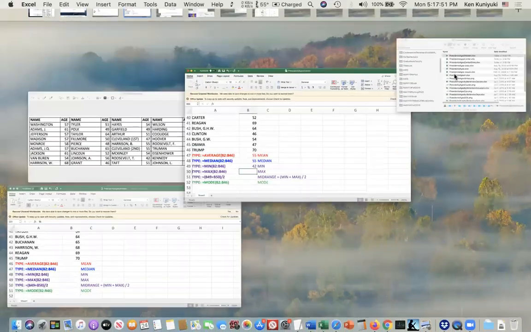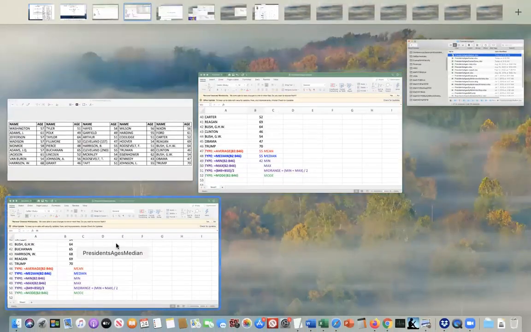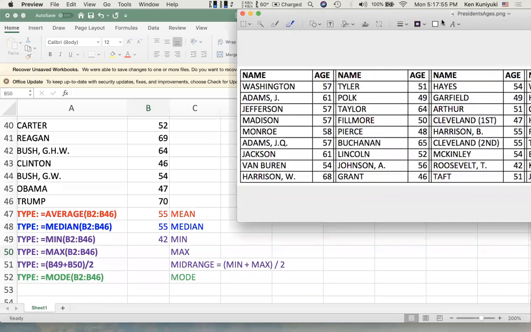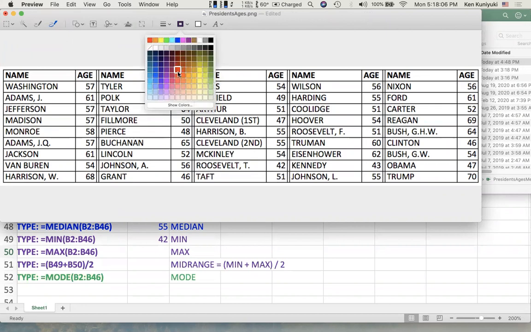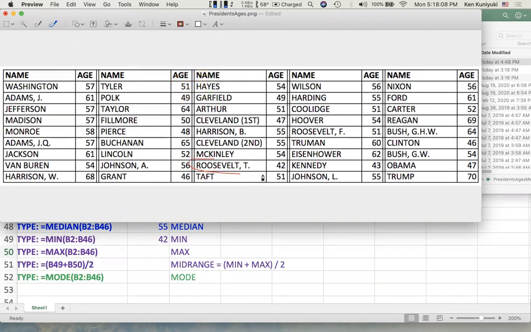Yes, the youngest president, Teddy Roosevelt, when he succeeded William McKinley, was 42 years old. I do it in red. Okay. President McKinley was assassinated. Teddy Roosevelt became president at age 42. That was the min age.